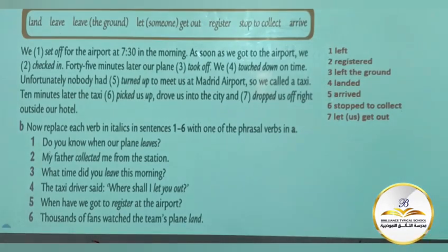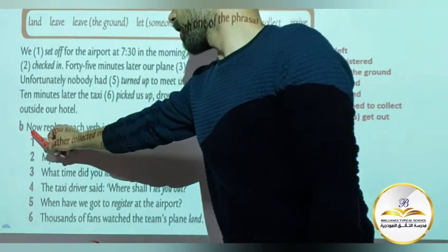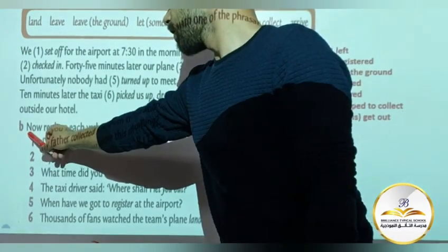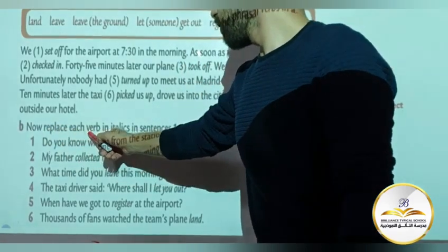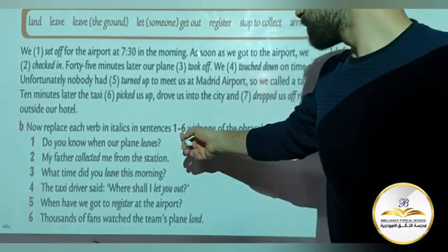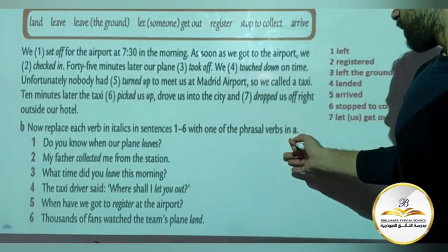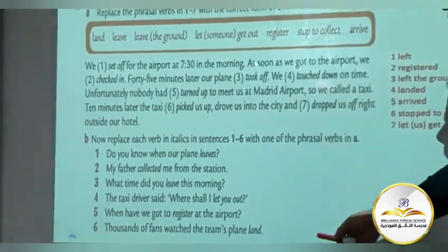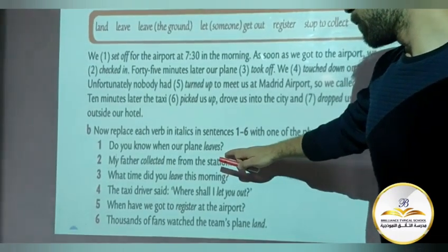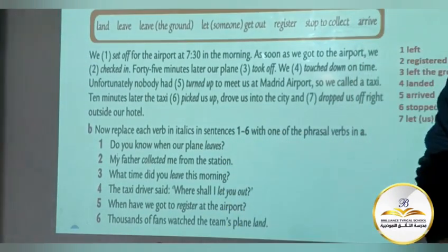Now, that was easy, wasn't it? What do you think? Okay, now, I want you to replace each verb in italics in sentences 1 to 6 with one of the phrasal verbs in A. So, you can start the video also now.